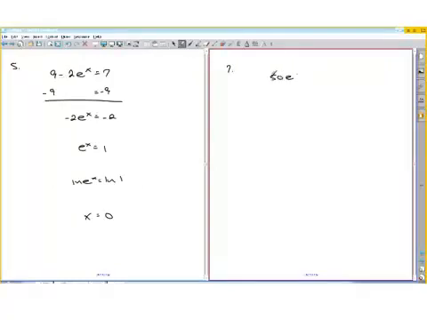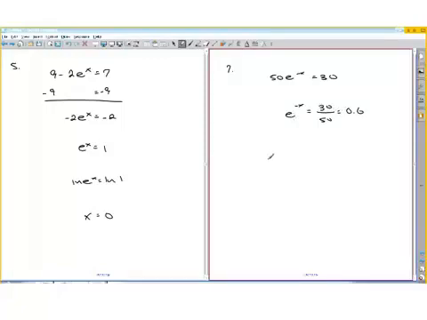Okay, number 7. 50 e to the minus x is equal to 30. Again, we're going to solve for e to the x, so we're going to divide both sides by 50. And 30 divided by 50 is the same as 3 divided by 5, which is 0.6.